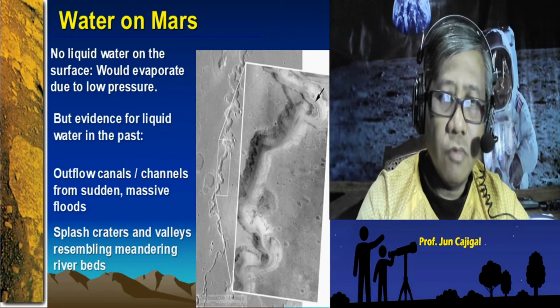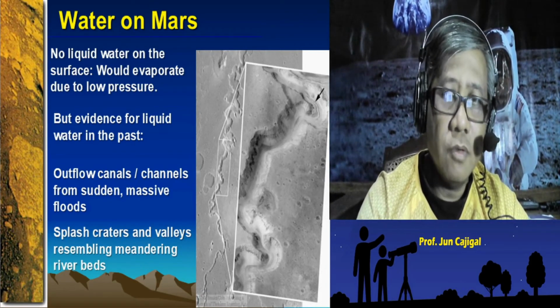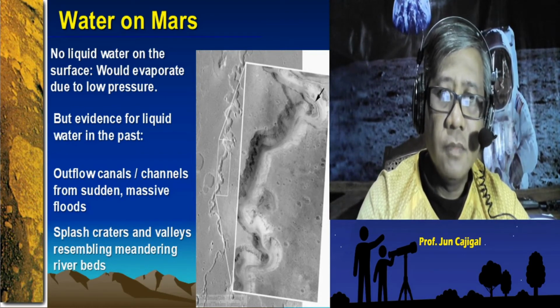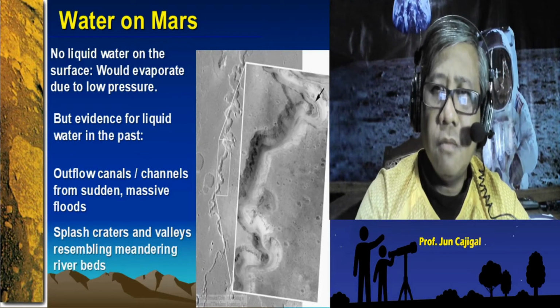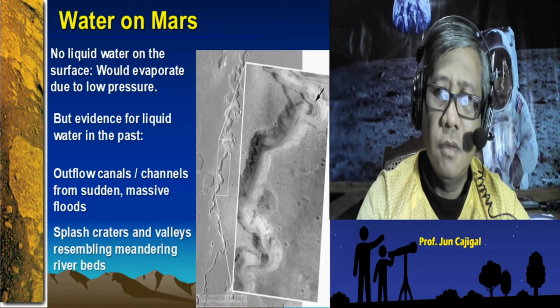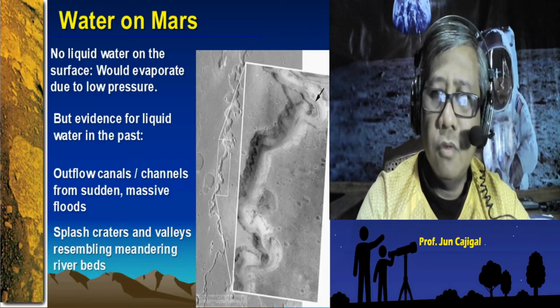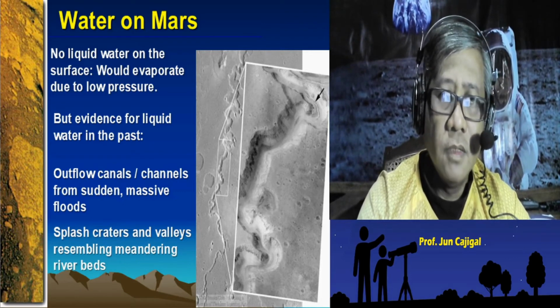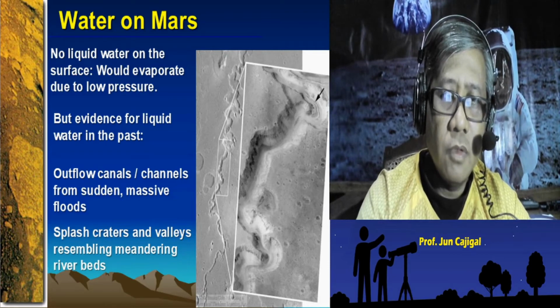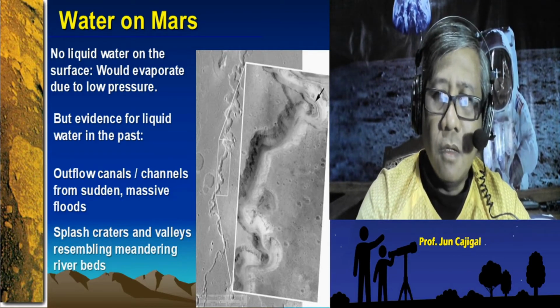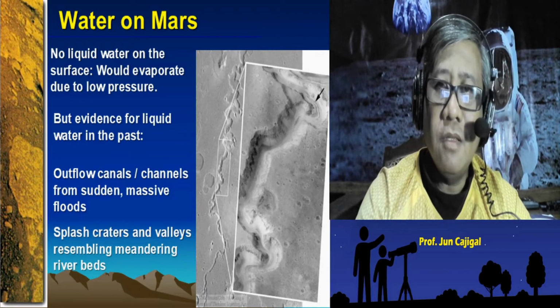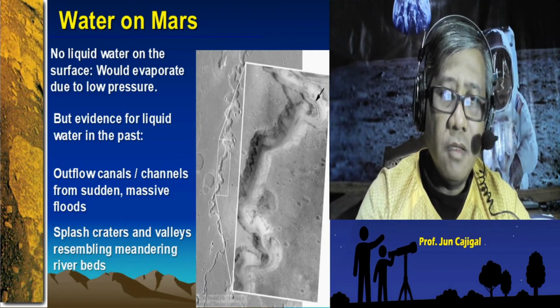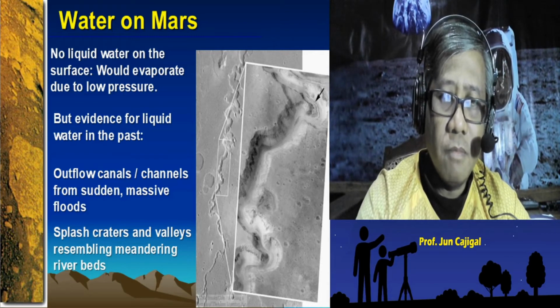Now, at present, we haven't found water yet. So, there's no liquid water on the surface. Bakit? Kasi we know that the Martian atmosphere is so thin. Diba? So, mababa yung atmospheric pressure. So, water would vaporize. Okay, but evidence for liquid water may have occurred in the past. Yeah, and there's evidence for liquid water in the past.